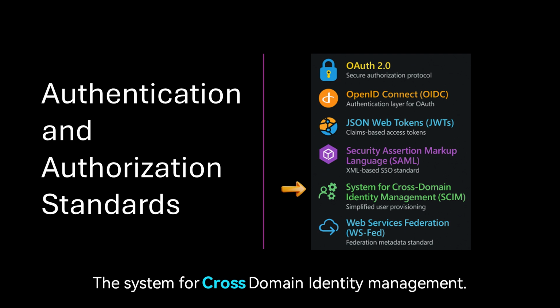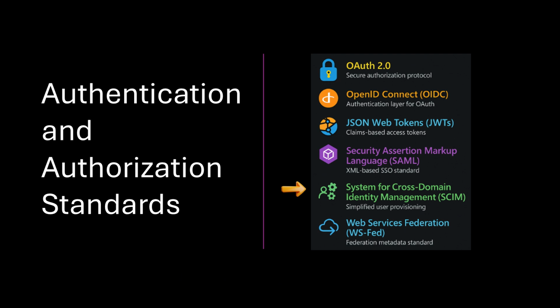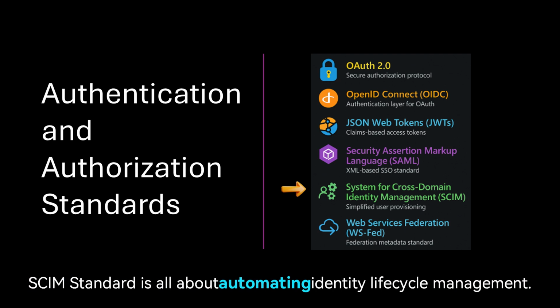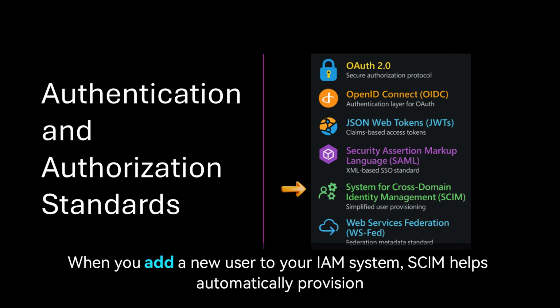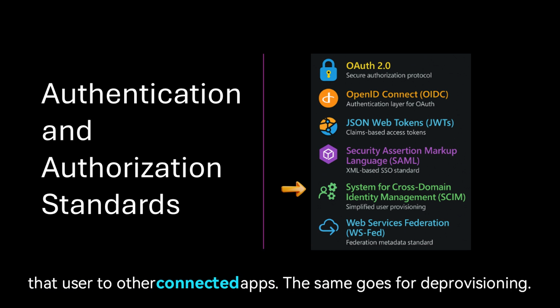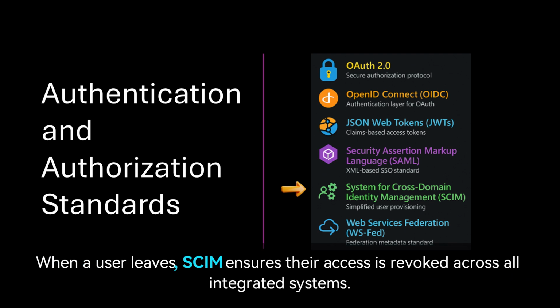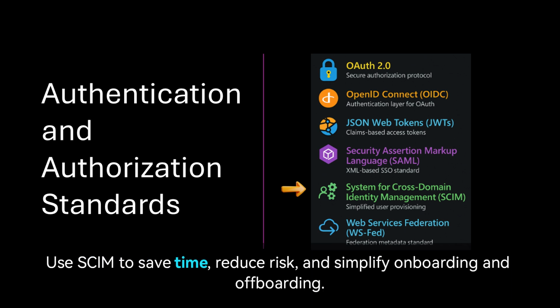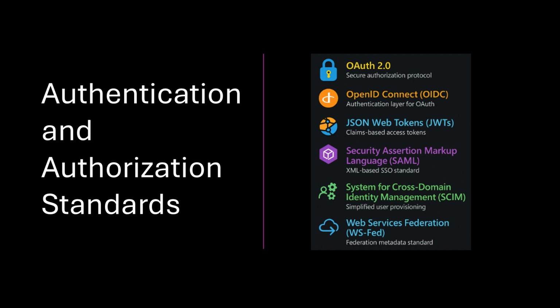The System for Cross-Domain Identity Management, SCIM standard, is all about automating identity lifecycle management. When you add a new user to your IAM system, SCIM helps automatically provision that user to other connected apps. The same goes for deprovisioning. When a user leaves, SCIM ensures their access is revoked across all integrated systems. Use SCIM to save time, reduce risk, and simplify onboarding and offboarding.